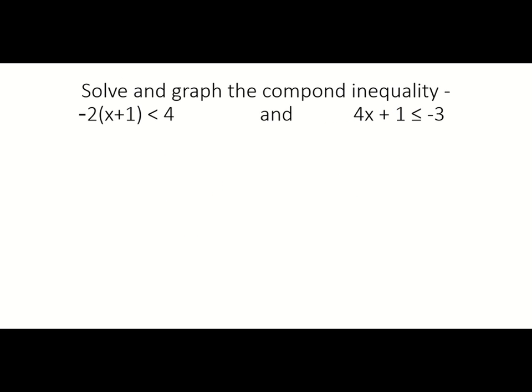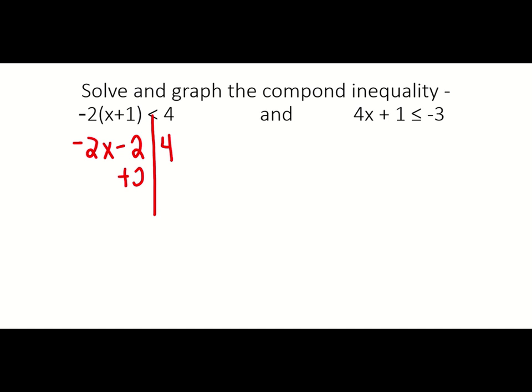Our last example says solve and graph the compound inequality. -2 times the quantity x plus 1 is less than 4, and 4x plus 1 is less than or equal to -3. If you'd like to try it yourself, pause the video and do so. Otherwise, watch me and copy in your notes. So, first thing we're going to do is draw a line down the inequality symbol and then distribute the -2. So -2x minus 2 with the 4.